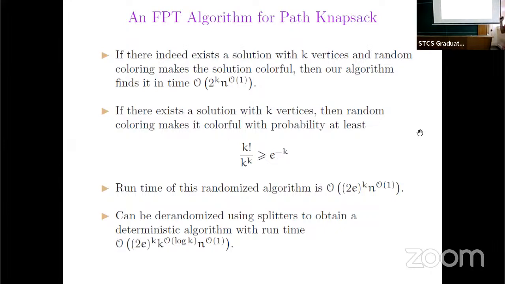And this algorithm can be de-randomized using the concept of splitters, with an extra factor of k to the power log k. What is a splitter? It's basically, instead of trying random colorings, there are some set families that you enumerate, of this much size, with the guarantee that if there exists a good coloring, then there exists one in the family.